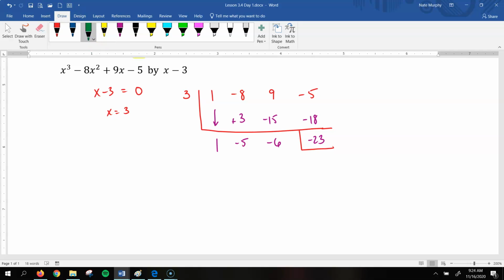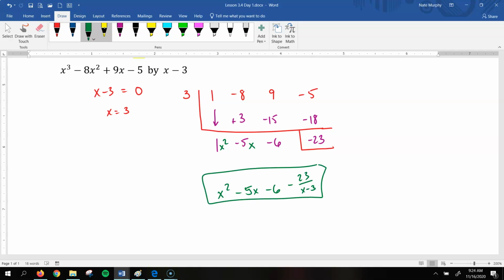So remember, whatever's next to the remainder box, that's going to stay a number. So this will be an x, this will be an x squared. So our answer would be x squared minus 5x minus 6. Then we'd say minus 23 over what we're dividing by, x minus 3. So that would be your answer for that one.